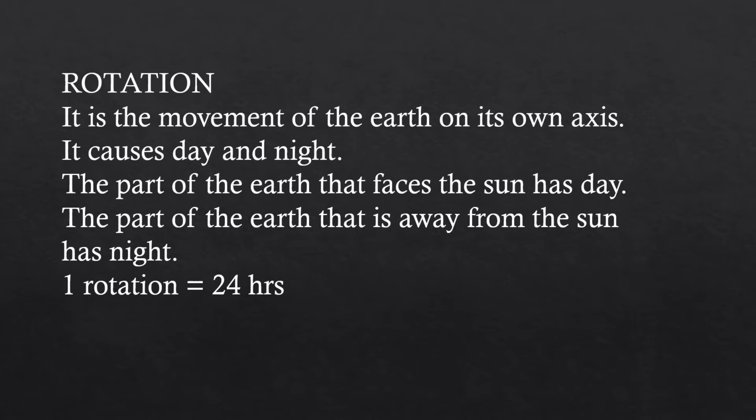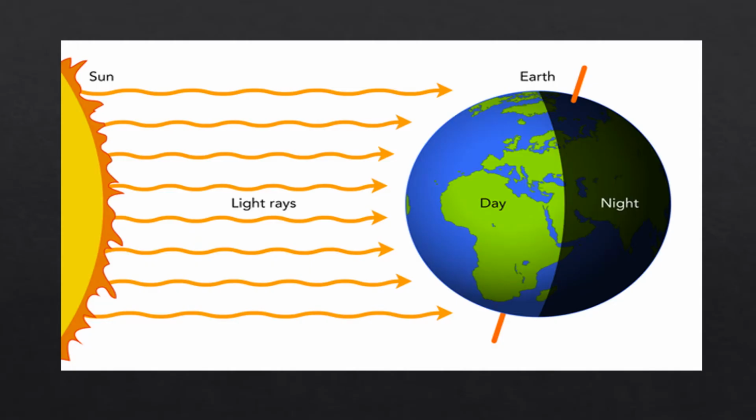Earth spins around its own axis just as a top spins around its spindle. This spinning movement is called Earth's rotation. One rotation is equal to 24 hours. In this diagram, children, we can see that the part of the earth which is facing the sun is having day, and the part of the earth which is away from the sun, which is not facing the sun, is night.